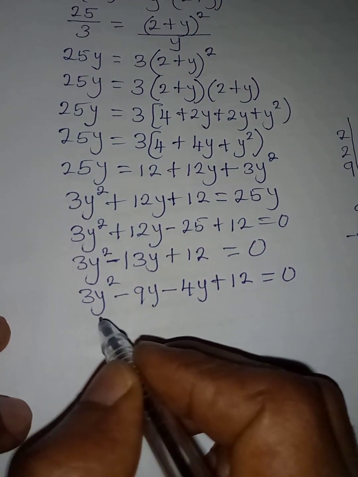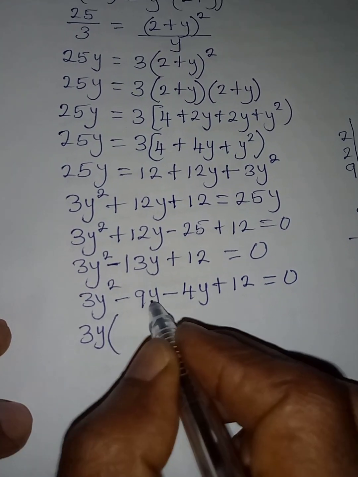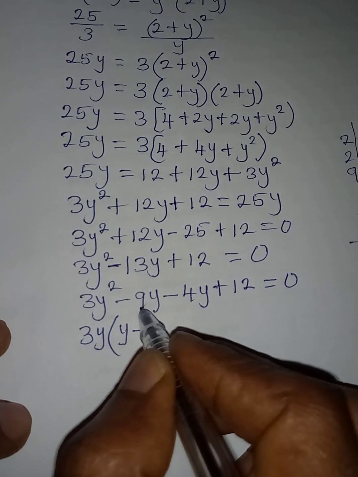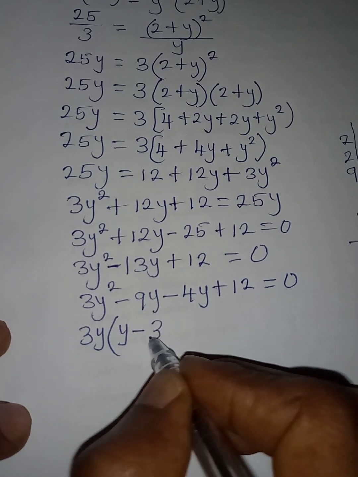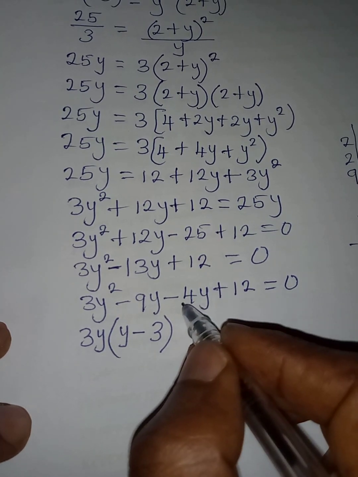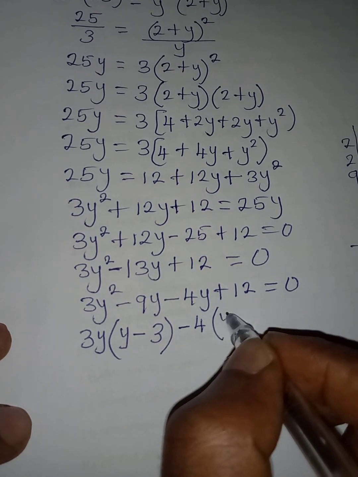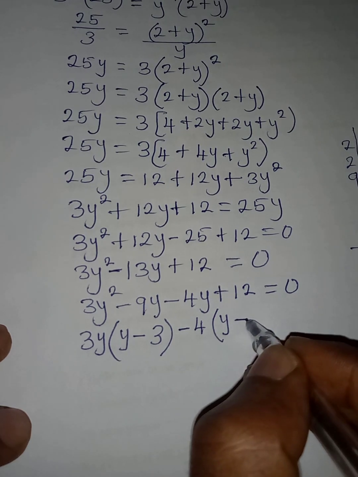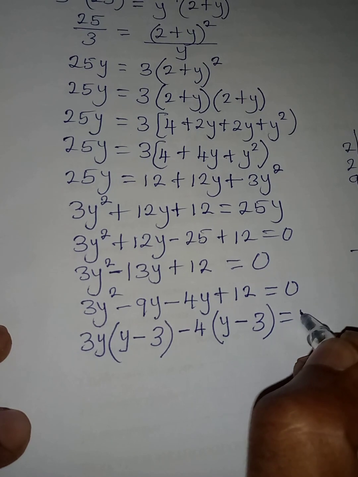So we have, I will have 3y as a common factor to this 2. Here we'll have y left, then minus 9y divided by 3y will give us just 3. So I have 3, close the bracket. What is common to minus 4y plus 12 is minus 4. So I'll have minus 4 here, open bracket. Here we are going to have y. Because of this negative, this addition will be affected. We have negative. Then 12 divided by 4 is 3. This is equal to 0.